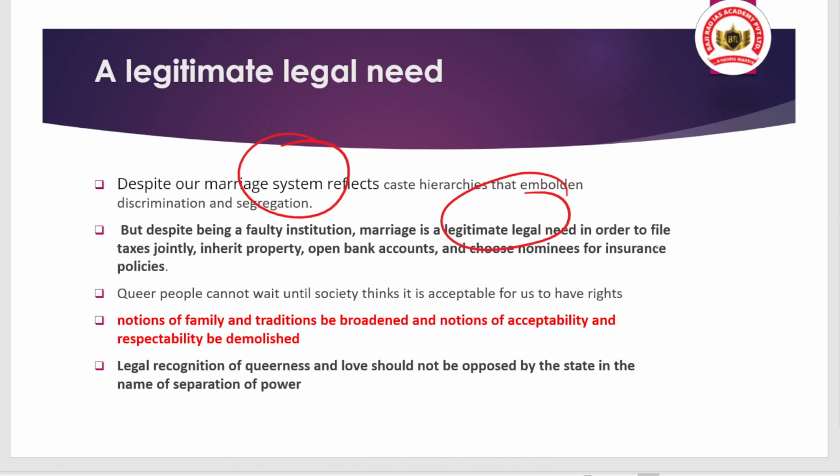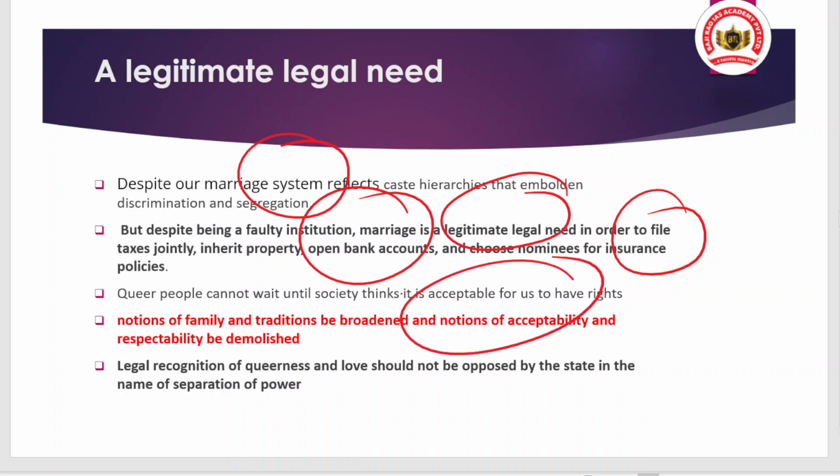Okay, for filing taxes jointly, inheriting property, or opening bank accounts. Okay, so that should not be there. And also the queer people now have to wait, basically. And the notions of family and traditions need to be broadened, and notions of acceptability and respectability be demolished.